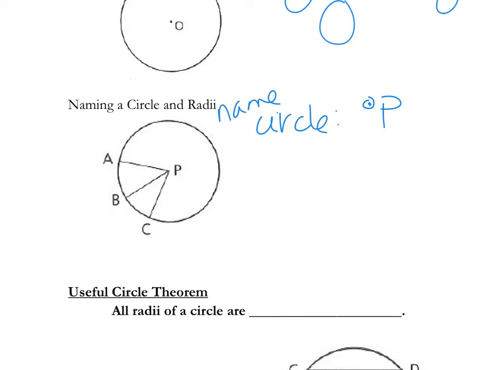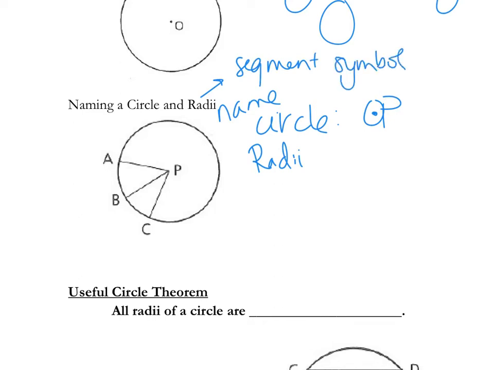And actually, sorry, I was looking for the eraser. Let's go ahead and make that right next to it. Okay? And then a radius is a segment, so we have to use a segment symbol. And by the way, radii is plural for radius. So we actually have 3 radii listed. We have PA, PB, and PC.